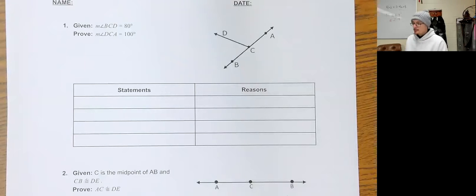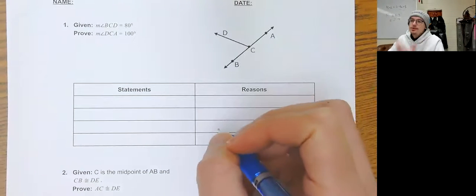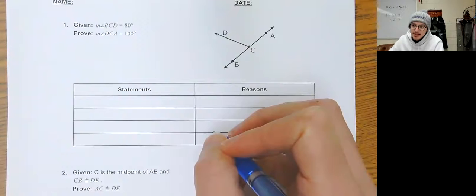Now for these ones, I'm going to go through step by step. This might be a long video, so bear with me. Let's get into it. So top right corner, the top right corner is always given. You always have to start with something. You're always given something to begin the proof.